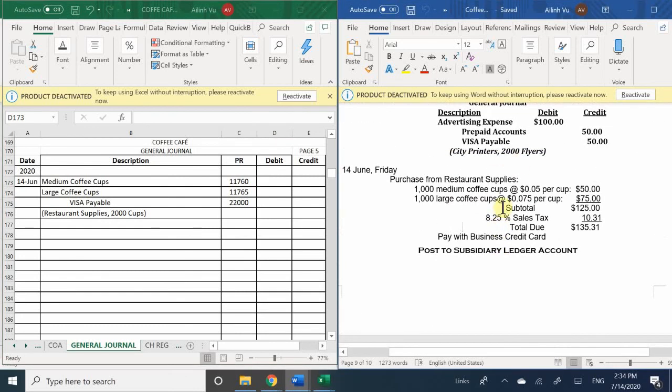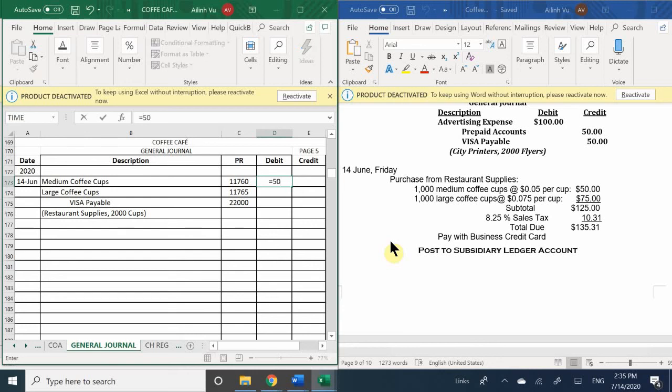So here we have the total amount right here is $50 and $75, right? But we also have to include the tax. So how do we split the tax here? Divide the 1031 in half? No, no, you cannot ever do that. You multiply the cost, $50, by the sales tax rate, 8.25%. If I do that, I get 54.13.